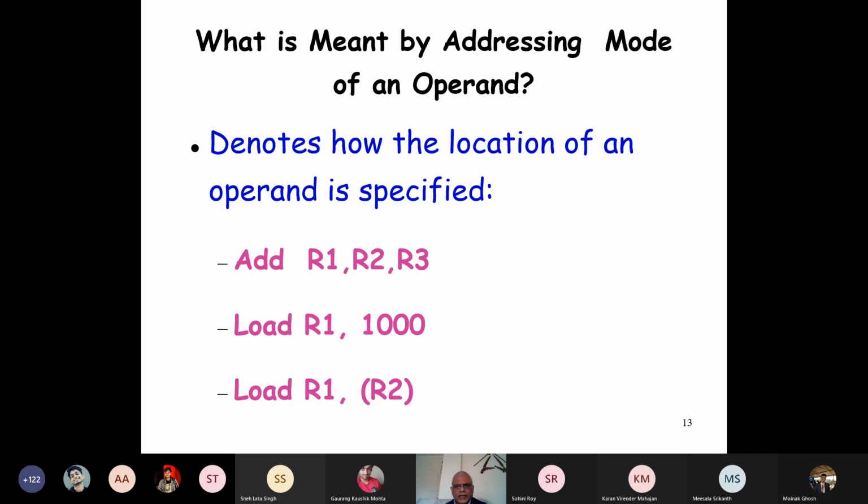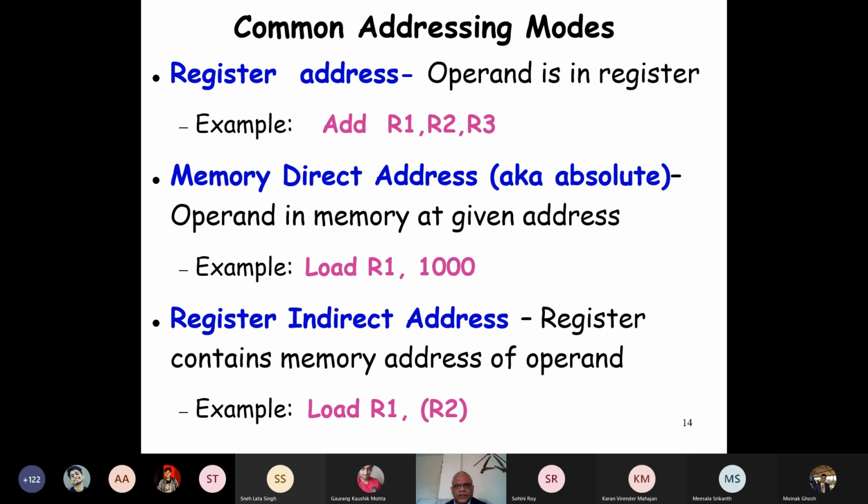1000 is the direct addressing, and the first one is the register addressing, or sometimes it is called the register direct addressing. So this is the most used addressing mode. See, each processor will support a number of addressing modes. Why does it need to support a number of addressing modes? Because depending on the program that we are writing, for different constructs, like whether we are accessing elements of an array consecutively, or are we just adding 2 numbers, etc. So depending on that, we will use different addressing modes.